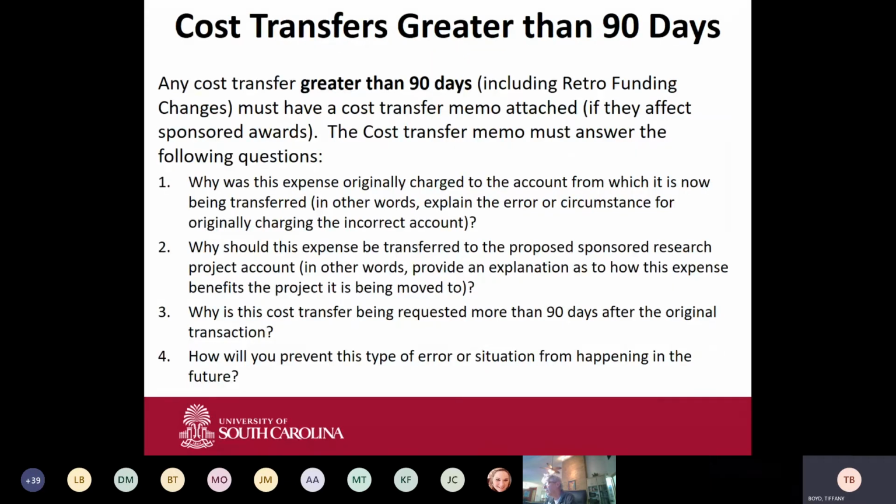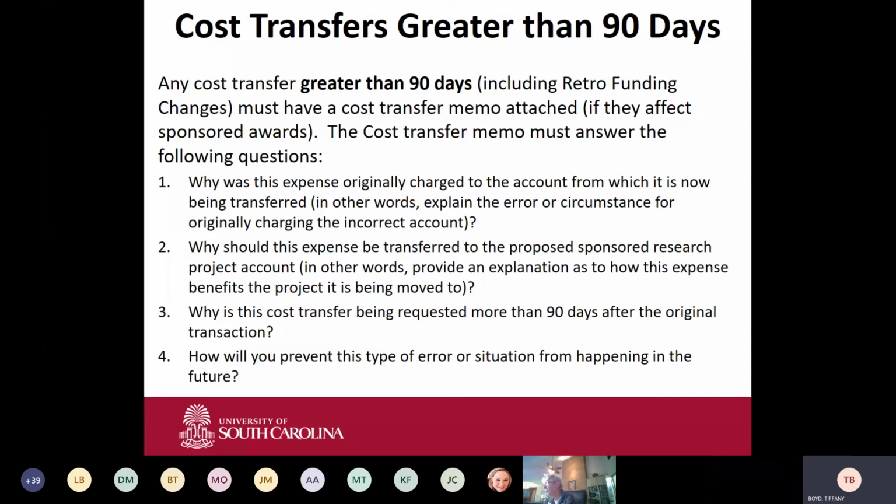So for cost transfers that are greater than 90 days, and again, this is for any cost transfer, not just payroll. We've been doing this for the payroll cost transfers for a while, so I think everybody's in the groove for this currently. But with the cost transfer policy, this also goes into effect for any cost transfer of any expense. So whether it's a voucher or an expense module correction, if it's older than 90 days, you need to be preparing a cost transfer memo because the auditors are looking at everything. And this is, again, to protect you guys, the PIs, and the university as a whole.